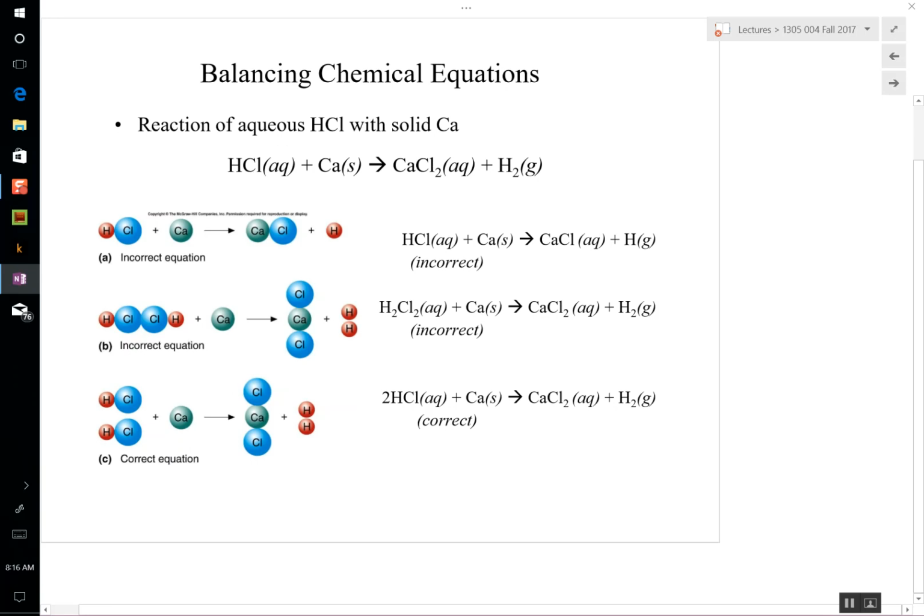Okay, at an atomic level, here's a reaction: hydrochloric acid with calcium to form calcium chloride and hydrogen gas. In your 1105 experiment this week, that would be comparable to when you reacted zinc with hydrochloric acid. Matter of fact, you react hydrochloric acid with almost any metal, zinc, iron, nickel, copper, magnesium, calcium, potassium. You're going to form the chloride of that metal and release hydrogen gas. That's a pretty general reaction.